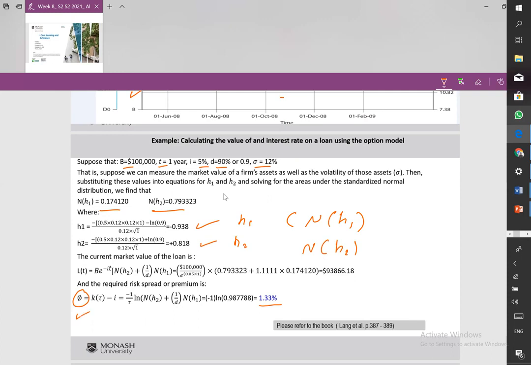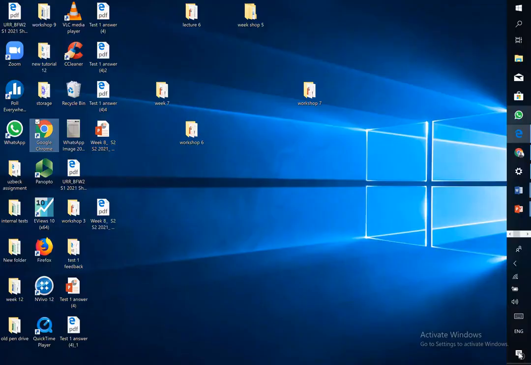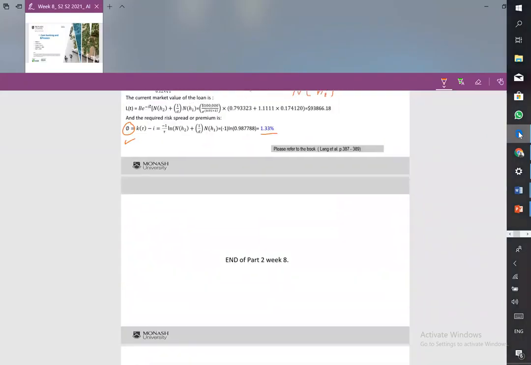And please understand the concept behind this one, the option pricing. This is actually all, and I'm done with this part. Thank you very much, and see you in the third one.